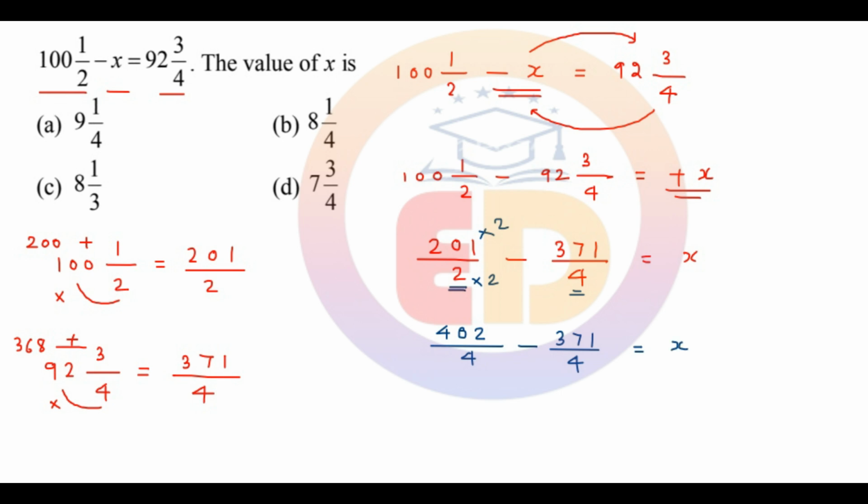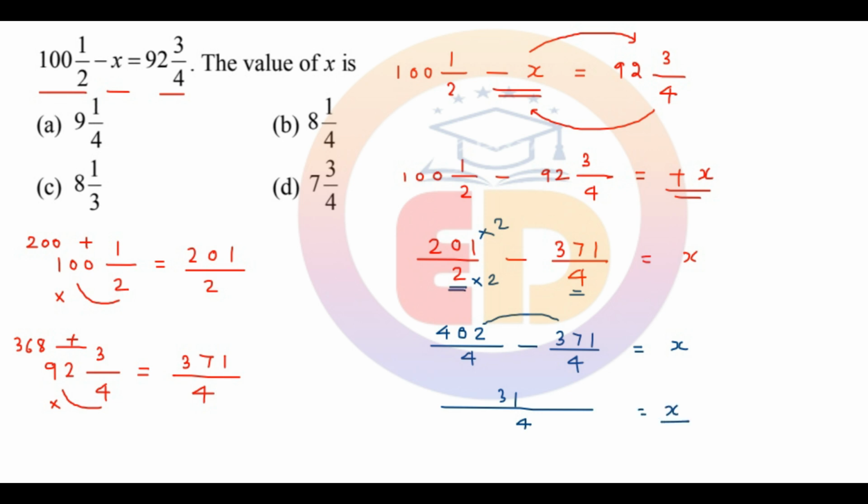Now both the denominators are 4, so keep the common denominator as 4 and subtract the numerators. 402 minus 371. 402 minus 371 will give me 31. My answer is 31 upon 4.